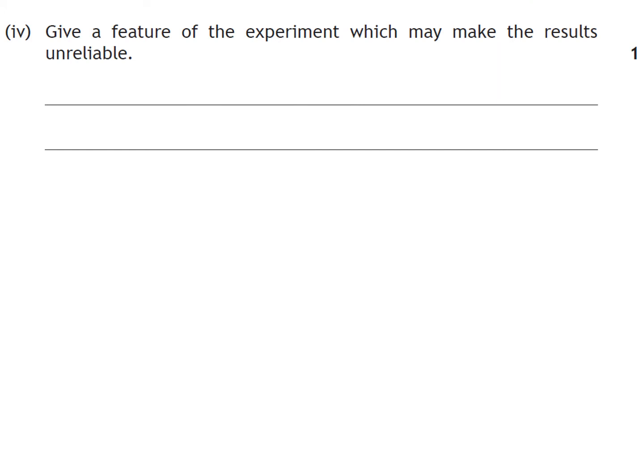Give a feature of the experiment which may make the results unreliable. Okay, so R and R, repeats for reliability. Well, the problem here is they only did it with one disc, so there is no repeat at each concentration. So that's it.